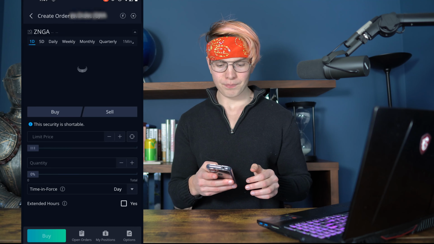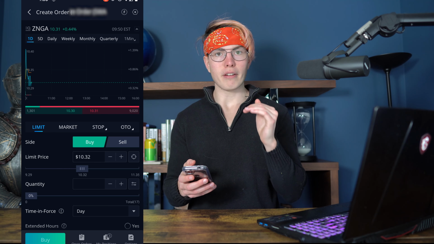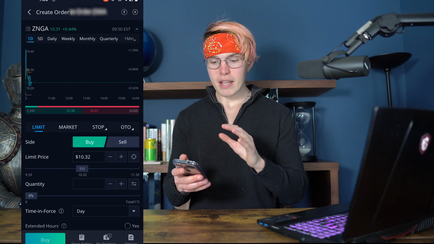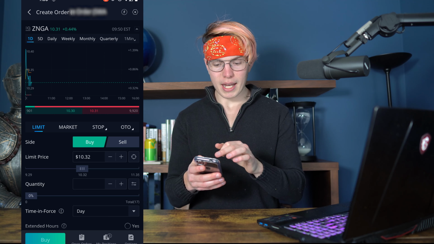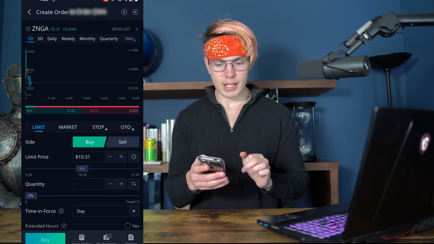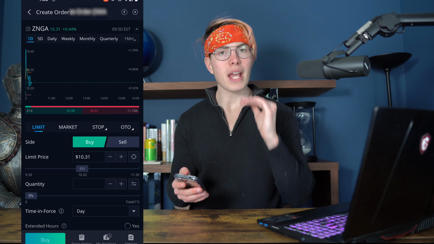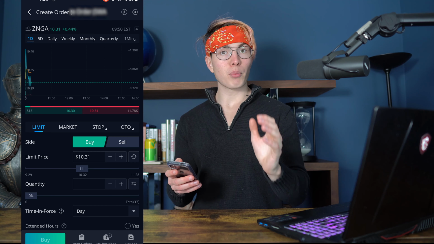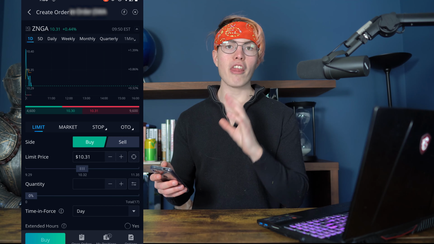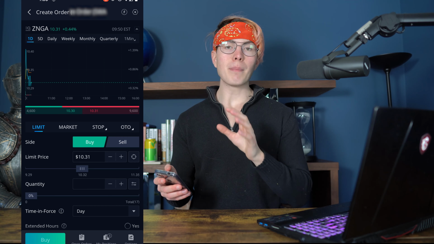Now, a limit order, basically how a limit order works is you set a limit price that you are willing to pay for that particular stock. So say, for example, Zynga stock is trading at about $10.31. You can see that up top right here. I could set a limit order saying, hey, I'm willing to pay $10 flat for this stock, and if the price of Zynga fell below $10, then my order would trigger and I would purchase Zynga at the best available price. Now, that is a limit order. That's the limit price you're willing to pay.